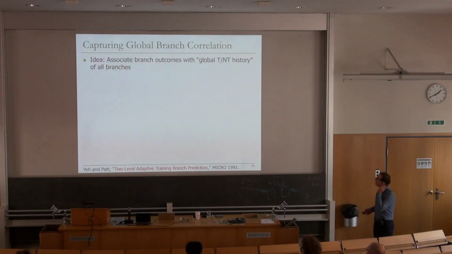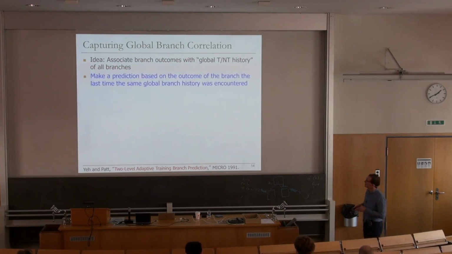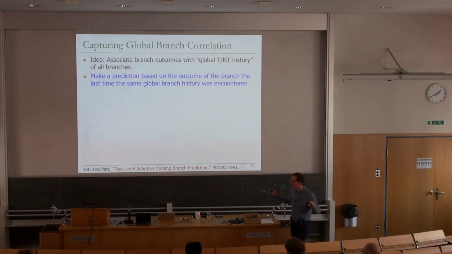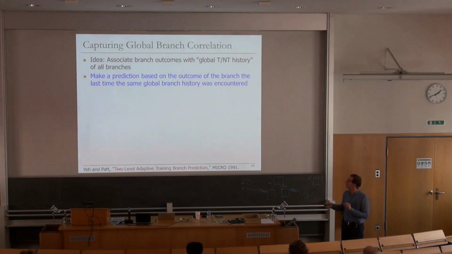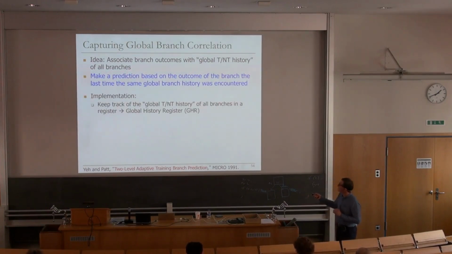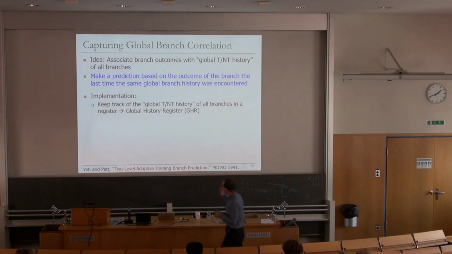Okay, so how do we capture global branch correlation? The idea is very simple once you know what we're doing. We want to associate branch outcomes with the global taken, not taken history of all branches. So we make a prediction based on the outcome of the branch the last time the same global branch history was encountered. We keep track of the history of branches as taken, not taken, and if we see the same history again, we're going to use the outcome of the branch that we saw after that history previously as the prediction. So basically, you keep track of the global taken, not taken history of all branches in a register. This is called the global history register.